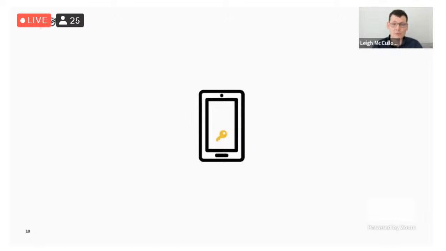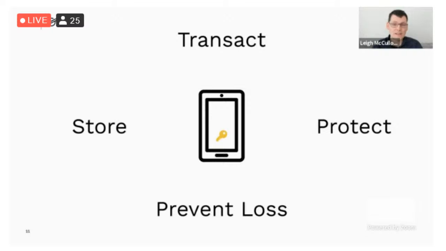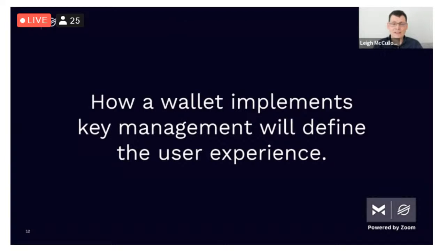Wallets play a real pivotal role in key management because at the core of a wallet is key management. A wallet's core job is to store a key, protect it, help the user transact with it, and then prevent them from losing it. A wallet is really a user interface for key management, and how a wallet implements key management will define the experience that the user has. Let's have a look at some ways that wallets define their user experience through their approach to key management.